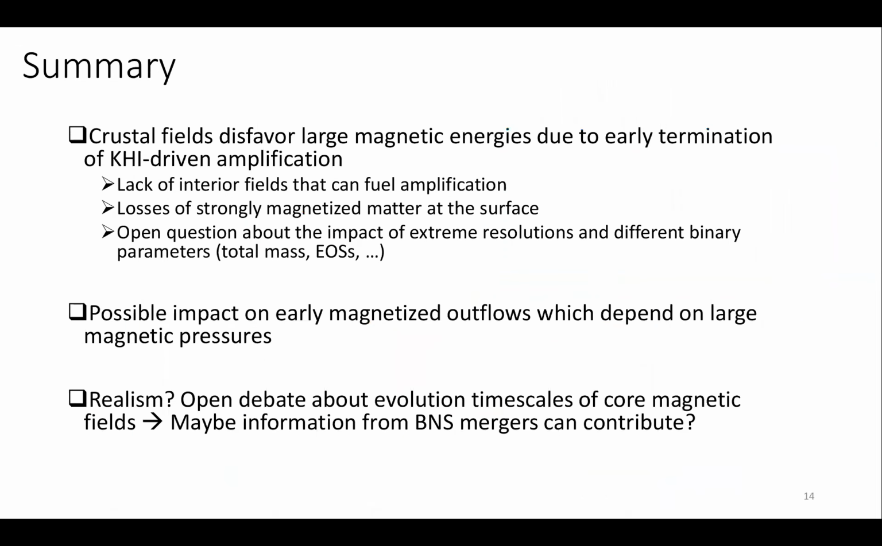So this is just a brief summary. How much time do I have left? We have 9 minutes. Okay, so this is just a brief summary of what I've talked about.